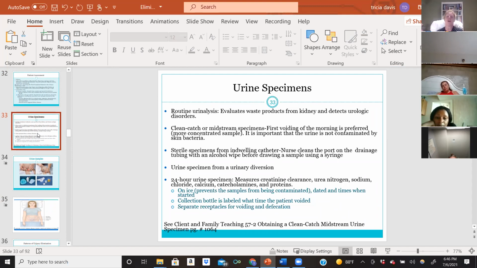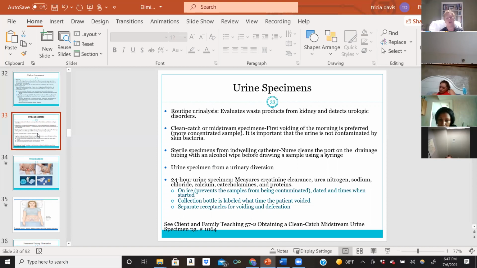We can do what's called a 24-hour urine measurement, and this is important. You guys are going to be tested on this. Normally when we do a 24-hour urine specimen, it's because we are looking at creatinine clearance. Sometimes we want to know the levels of the urea nitrogen in the body. We can be looking for sodium levels, calcium levels, different proteins or catecholamines. There's a variety of different things we can test for.